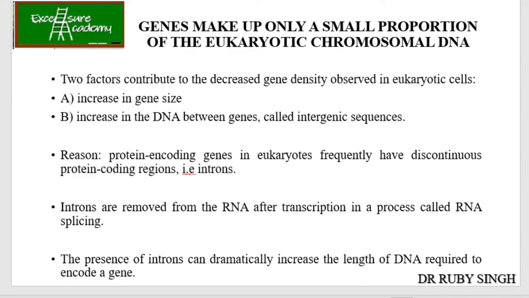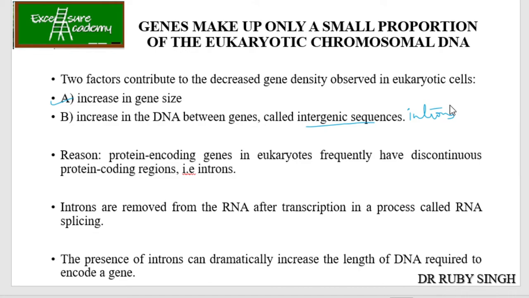There are two factors which contribute to the decreased gene density observed in eukaryotic cells. First of all, the increase in the gene size and the increase in the DNA between the genes, the intergenic sequences. What are these intergenic sequences? They can be introns, and other untranslated regulatory sequences are also present, which are not directly involved in the gene function, but they help in regulation.